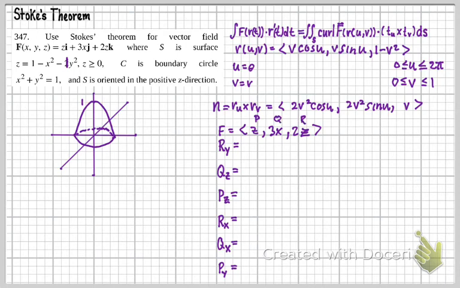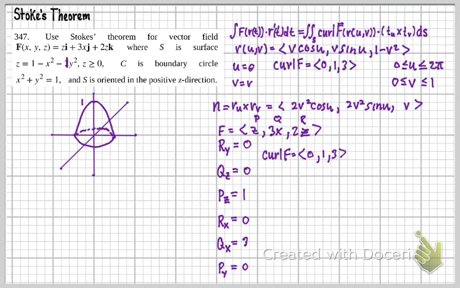So then for ry there, I'm going to get 0. For qz, I'm going to get 0. For pz, I'm going to get 1. For rx, I'm going to get 0. For qx, I'm going to get 3. And for py, I'm going to get 0. So now that means my curl of f is just going to be 0 minus 0, which is 0, 1 minus 0, which is 1, and then 3 minus 0, which is 3. So there's my curl of f there.